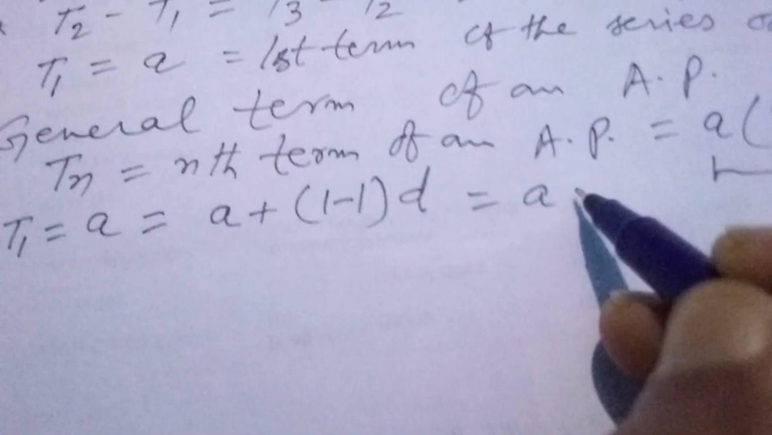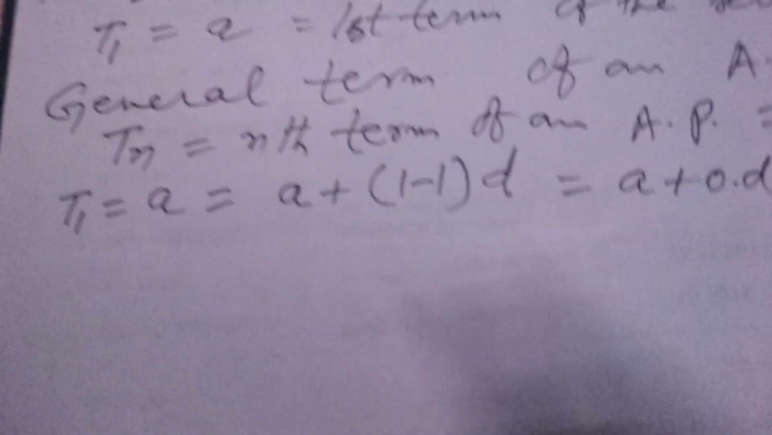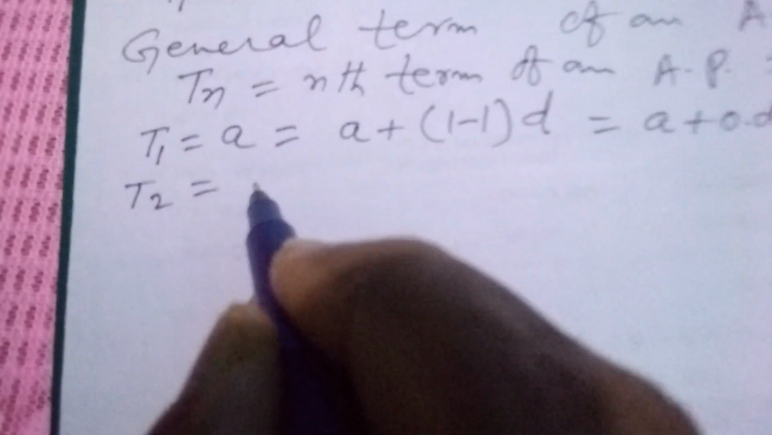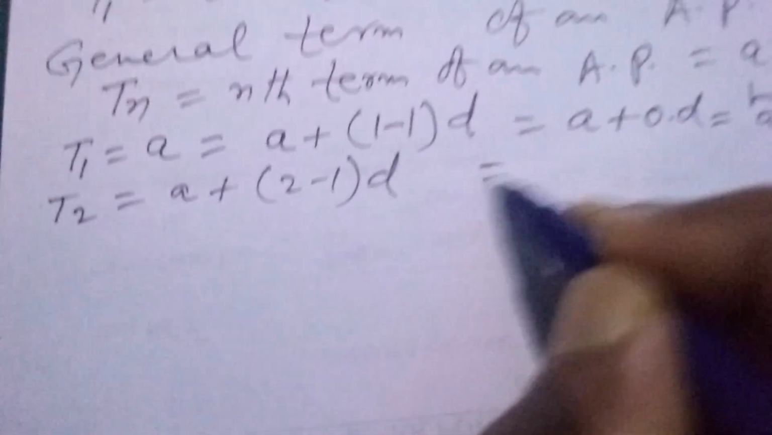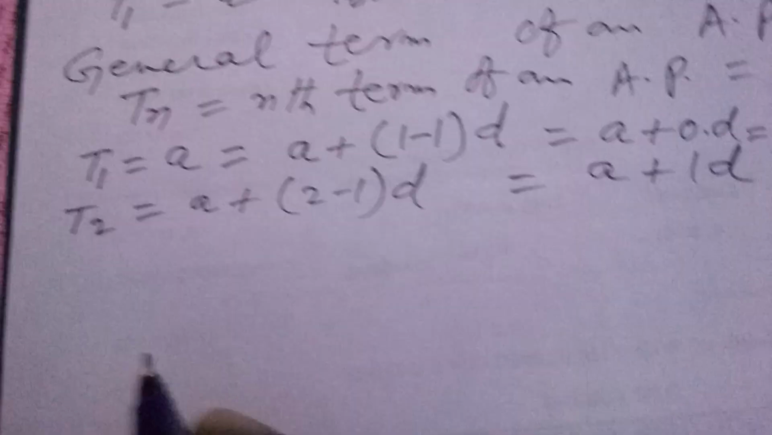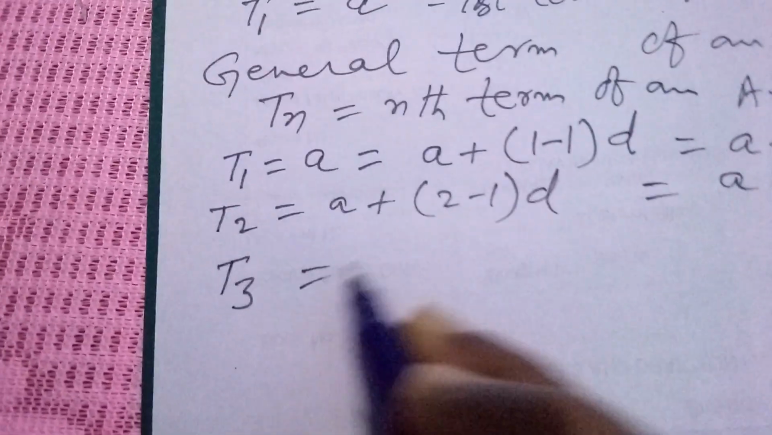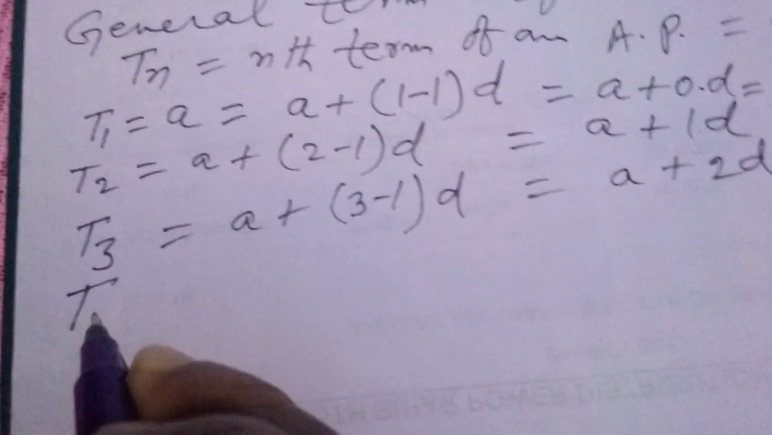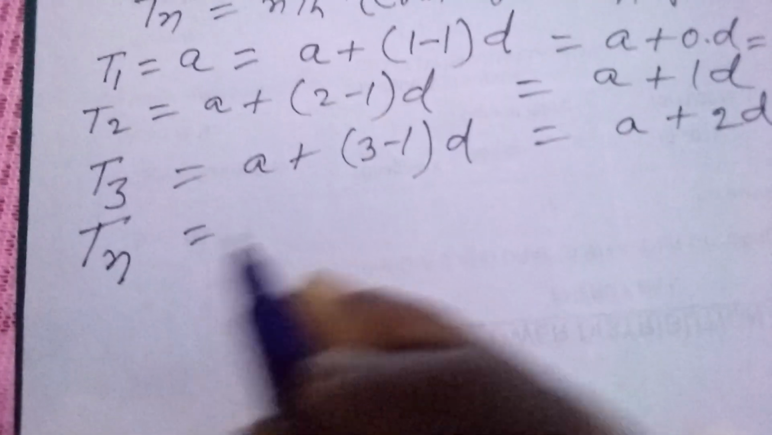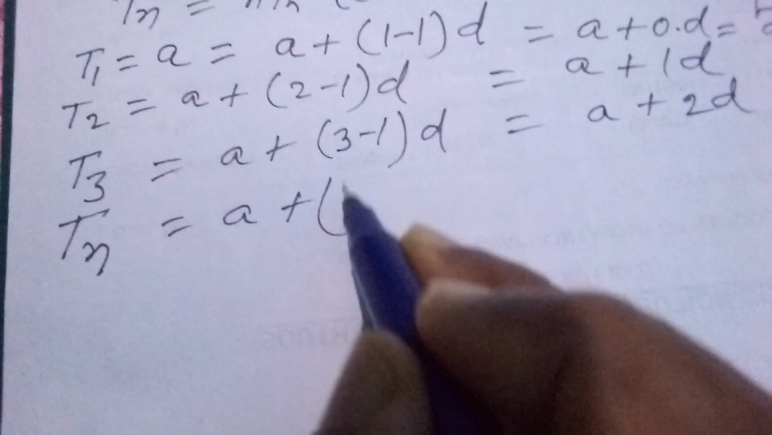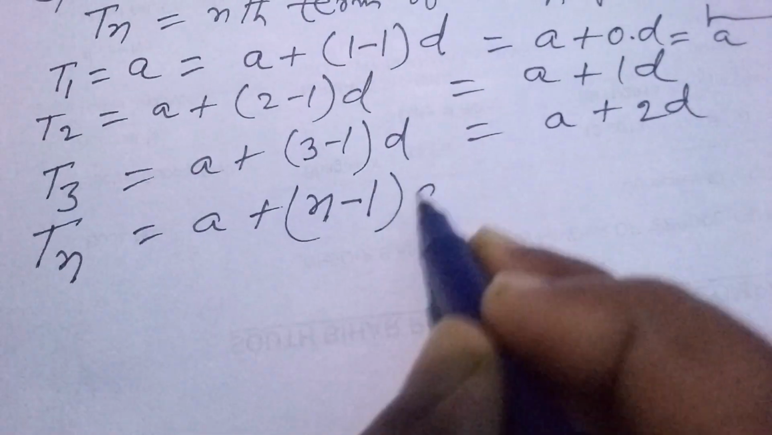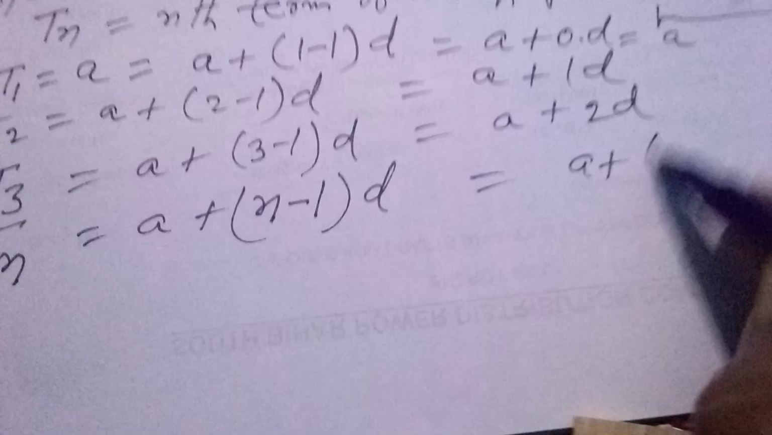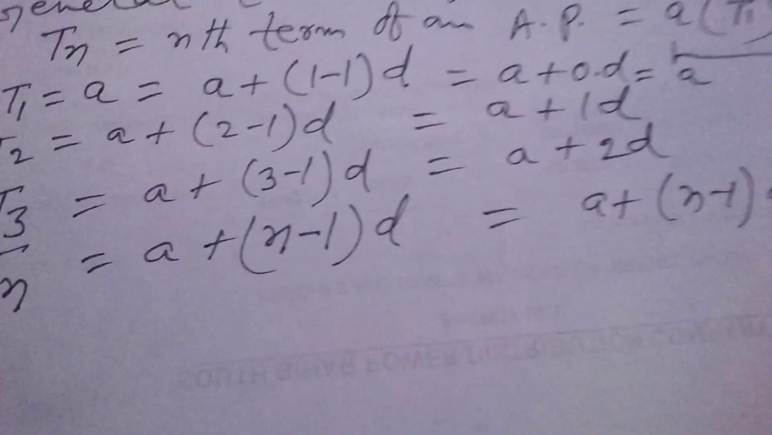Then what do you get? a plus 0 into d, that is a. T2 means second term, then we get a plus 2 minus 1 into d, that is a plus d. In the same way, T3 is a plus 3 minus 1 into d, that is a plus 2d. In the same way for Tn, in place of the number of terms we write n, and n minus 1 into d. So this becomes a plus n minus 1 into d, and this is the nth term.